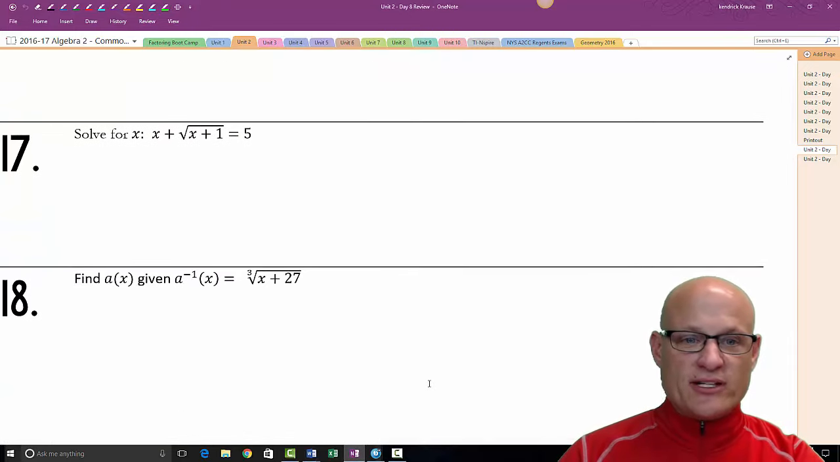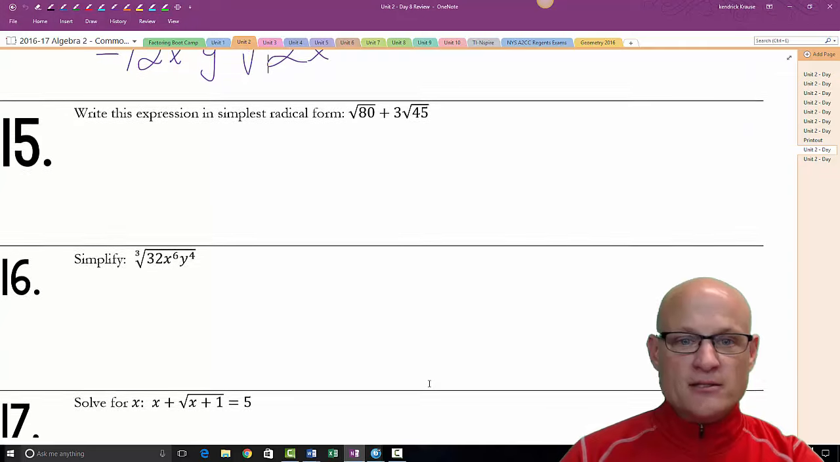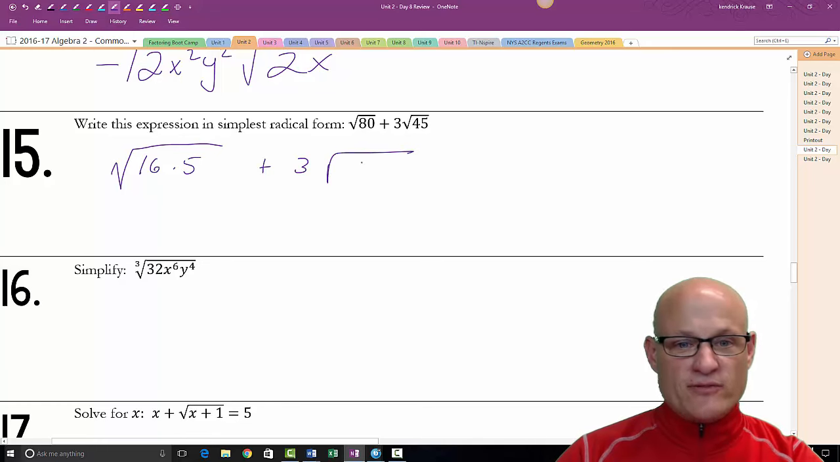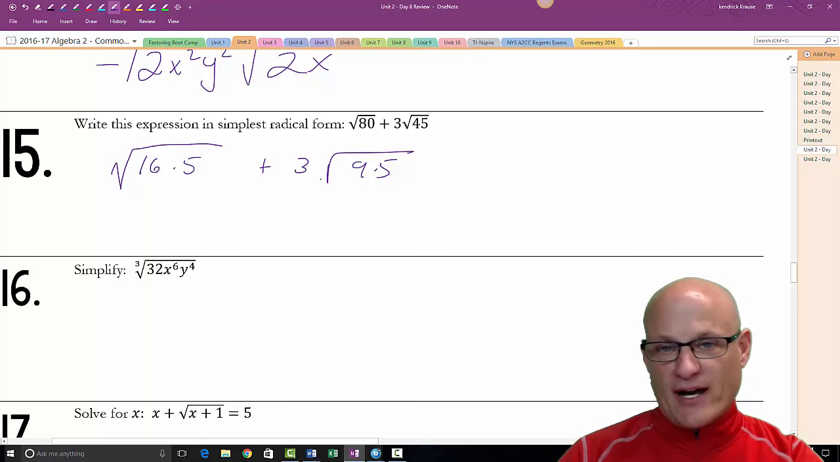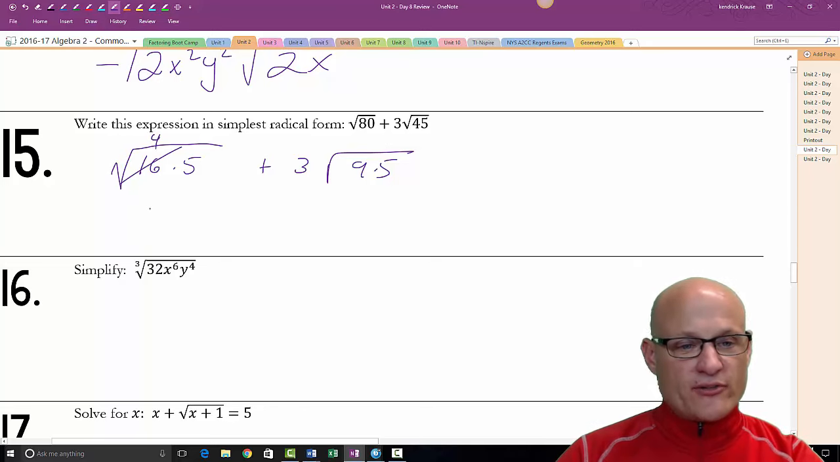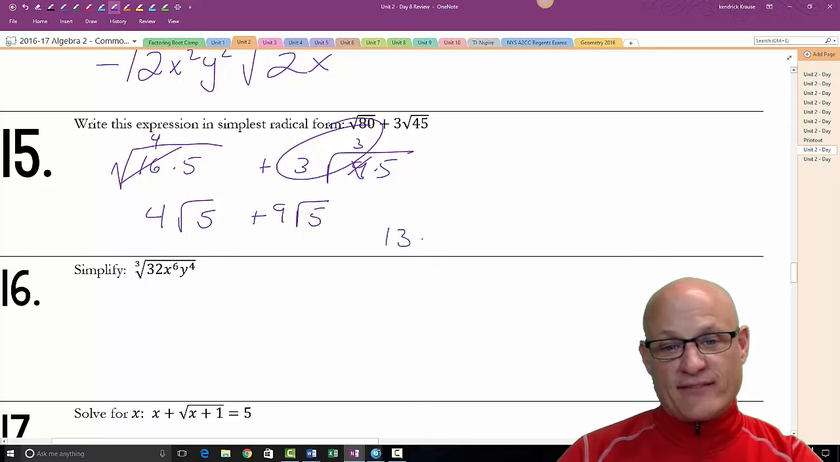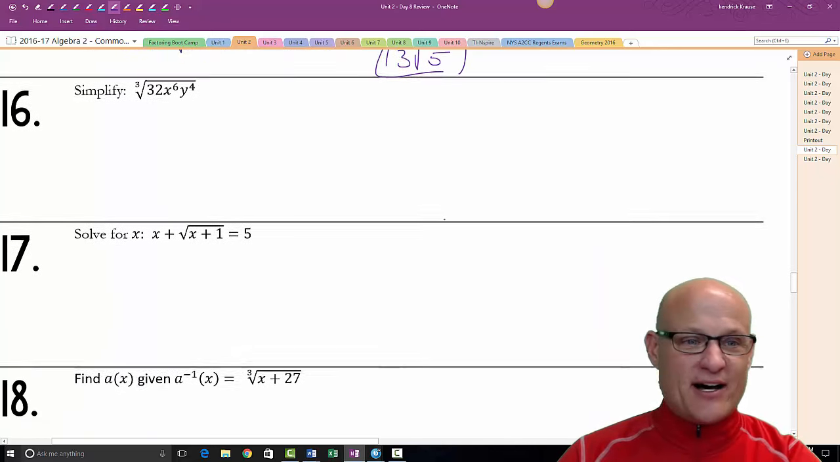All right, what is this answer in simplest radical form? So, square root of 80. That's 16 times 5 plus 3 square roots of 9 times 5. Don't you dare give me like 3 square roots of 125. I will get very upset with you. Square root of 16 is 4, so this is 4 square roots of 5. Square root of 9 is 3, so that's 9 square roots of 5. 4 square roots of 5 plus 9 square roots of 5 is 13 square roots of 5. And yes, you could use your calculator to check that one as well.